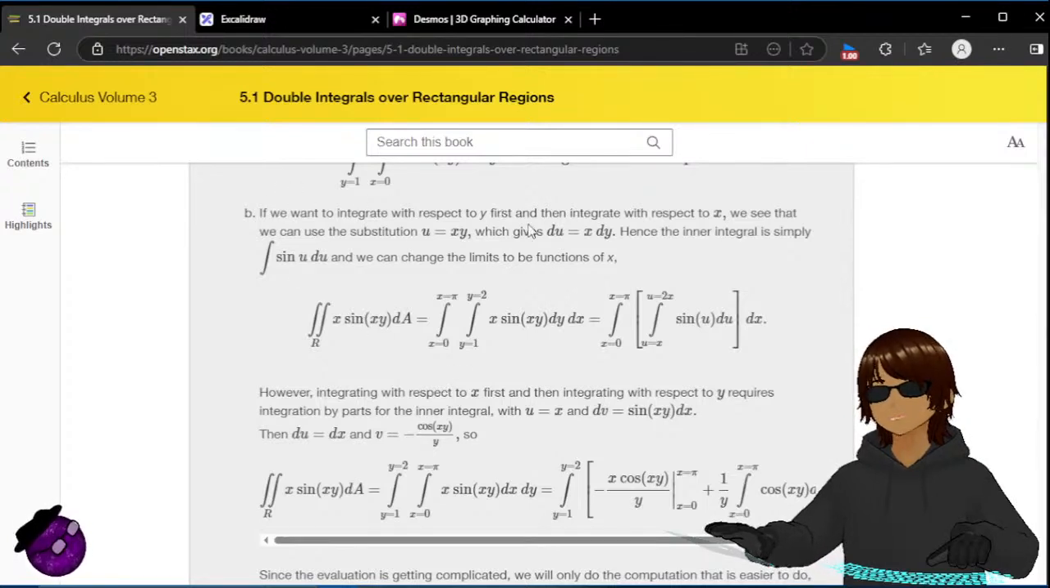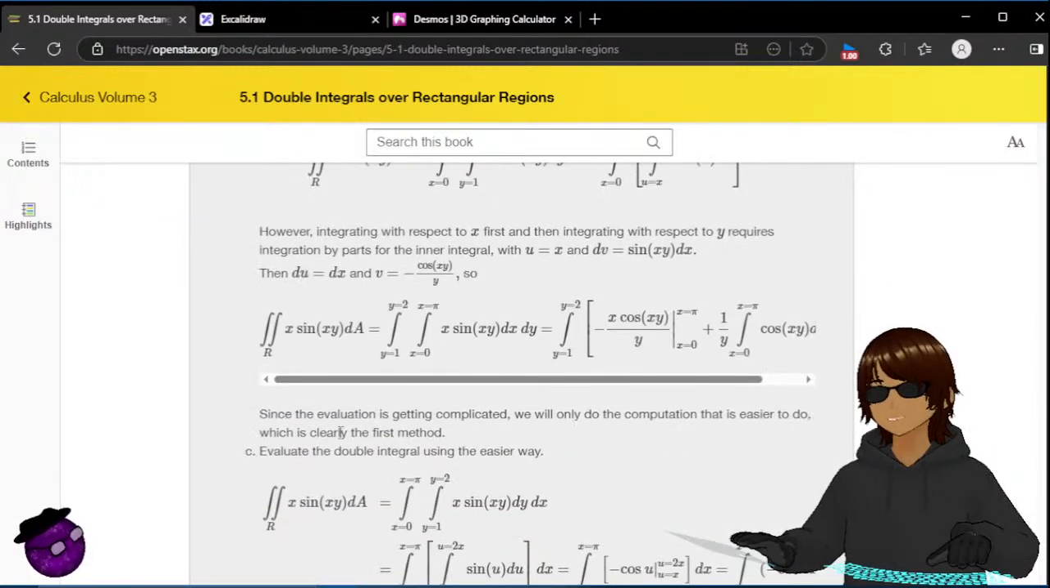If we integrate with respect to y first and then integrate with respect to x, we see that substituting u equal to xy gives du equal to x dy. As the inner integral is simply this, we can change the limits to be a function of x. Integrating with respect to x first and then with respect to y requires integration by parts for the inner integral. You have u as x and dv is equal to sine xy dx. Since the evaluation is getting complicated, we will only do the computation that is easier to do, which is clearly the first method.